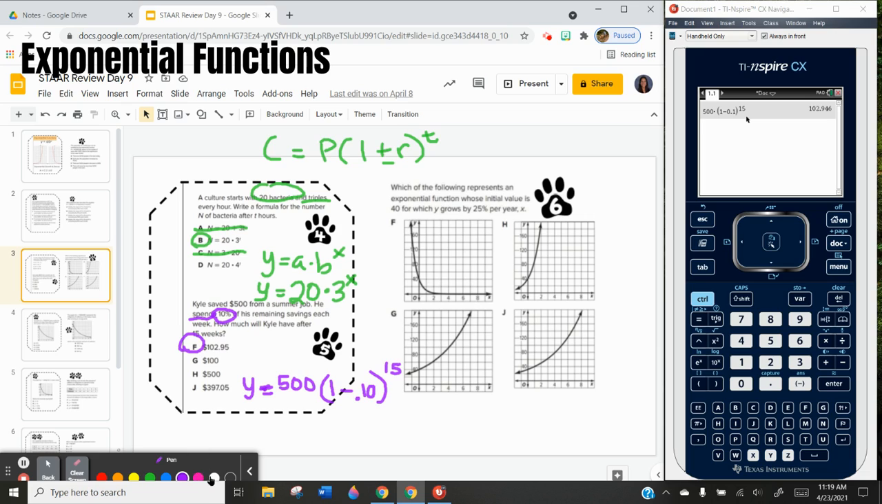Problem number 6. For problem number 6, it says, which of the following represents an exponential function whose initial value is 40, which means that your graph has to start right at 40. So if you're looking at them, I can cross out J because it doesn't start at 40, and the other ones all start at 40. Next, it says that it's growing. So if it's growing, that means that from my graph, I start at 40 and it should be going up. So look at F, that's going down from left to right. H is going up and G is going up.